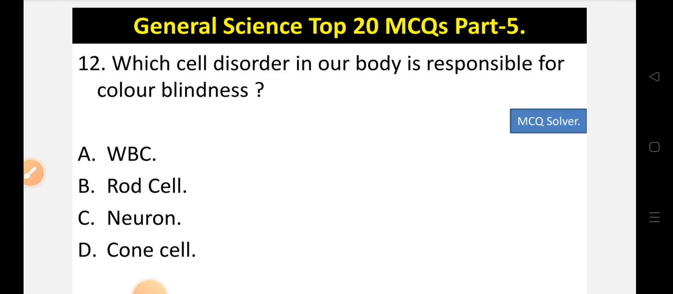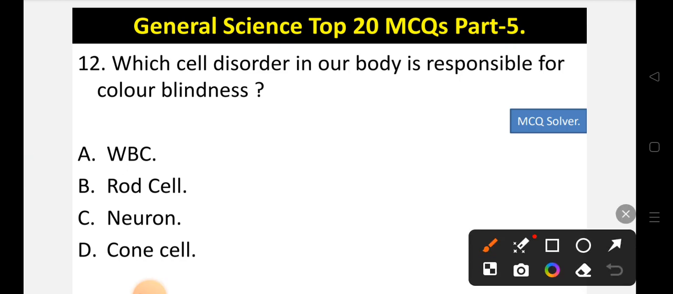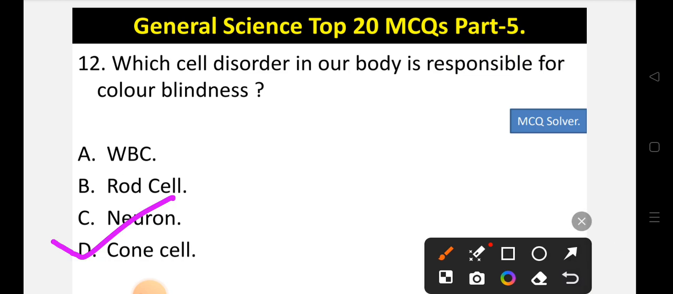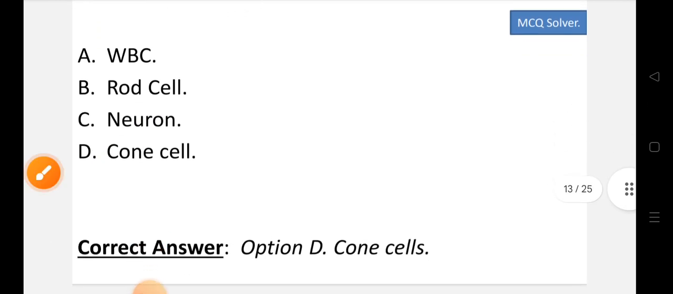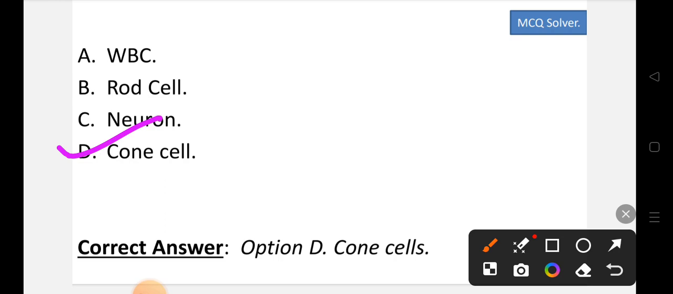So color blindness is the issue which occurs in eyes where the person is not able to differentiate between different types of colors. So it is caused because of the cell disorder of, the correct option is option D, that is cone cell. So with the cone cell disorder, this color blindness occurs in human beings. This cell is present in retina. So D is the correct option.